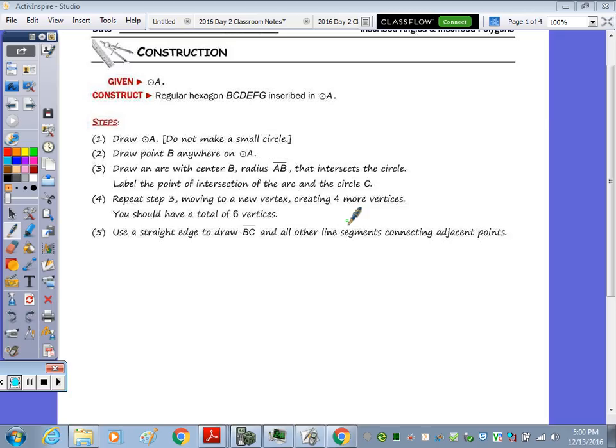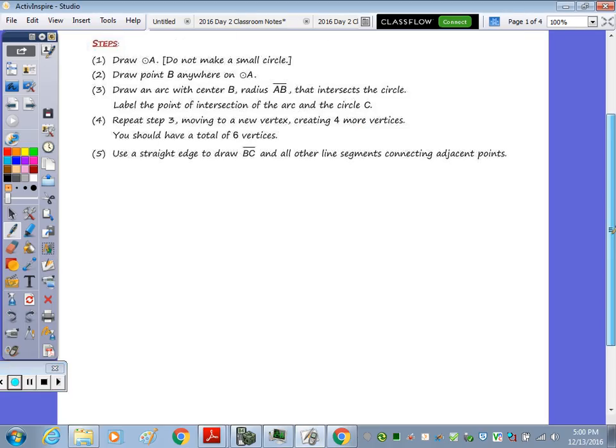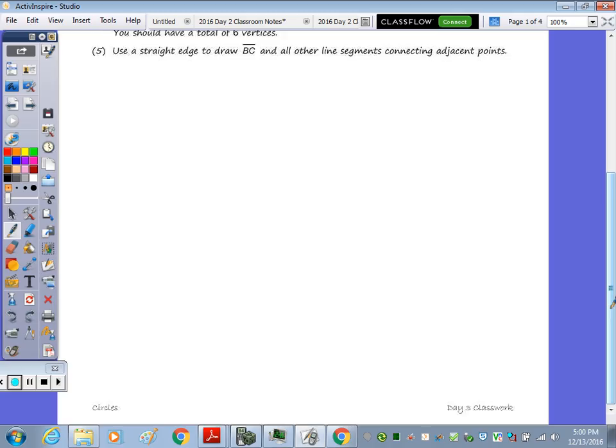In today's lesson, I want to go over how to construct a regular hexagon inscribed in a circle, as well as a square, which is a regular quadrilateral inscribed in a circle. So the first thing I'm going to do, you should have already tried this on your own, is just make a point so that I know where the center of my circle is, since I'm using the tool, and I'm going to draw circle A.